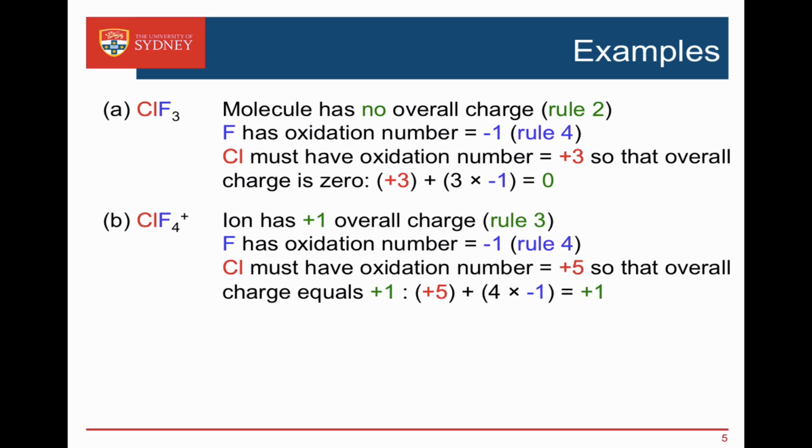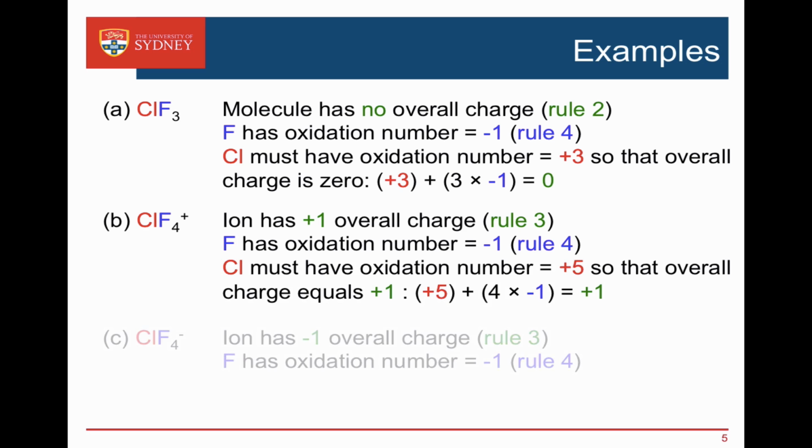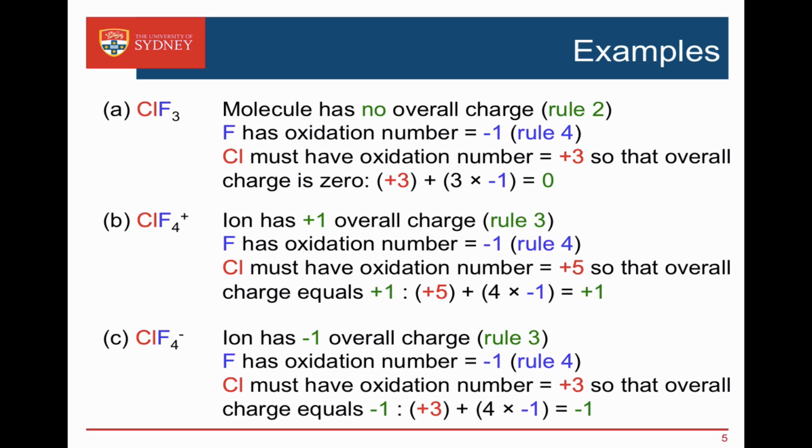Having done a cation, let's do an anion, ClF4-, so we've got a -1 charge overall. 4 fluorines, each -1. So this time, in order to make everything add up to -1, the chlorine must have an oxidation number of +3.